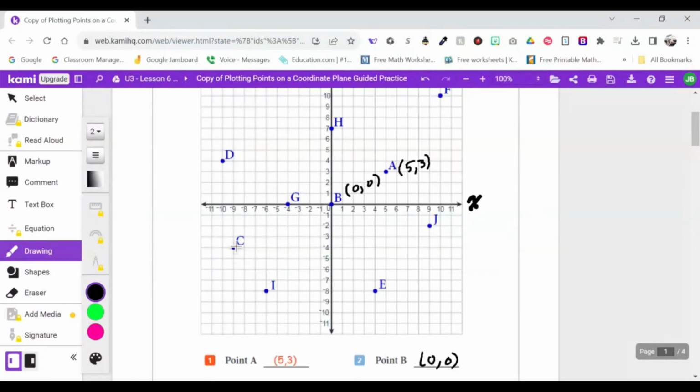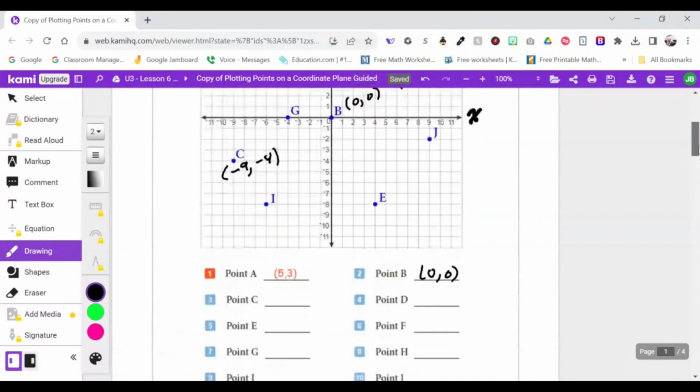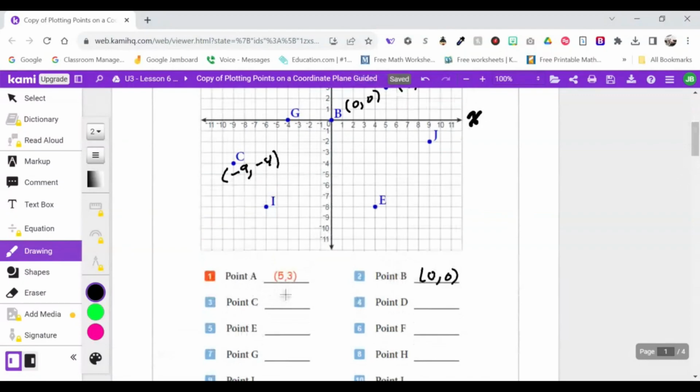Okay. C. To get to C, we start at the origin. So C is over here. We would have to go in the negative direction to -9. And then we would have to go in the y direction, -4. So this point is at -9, -4. And we can write those on here. Point C is at -9, -4.